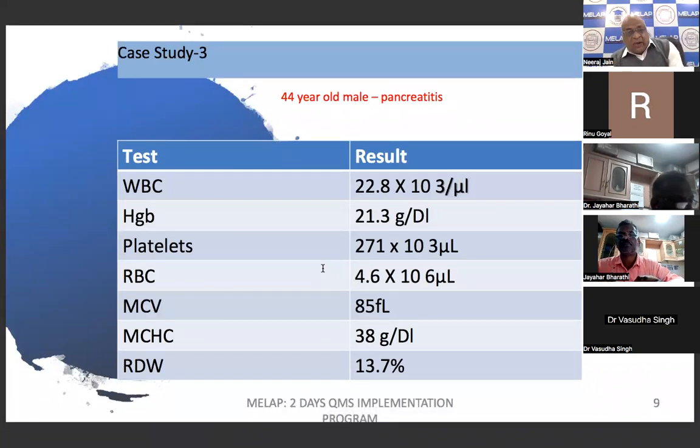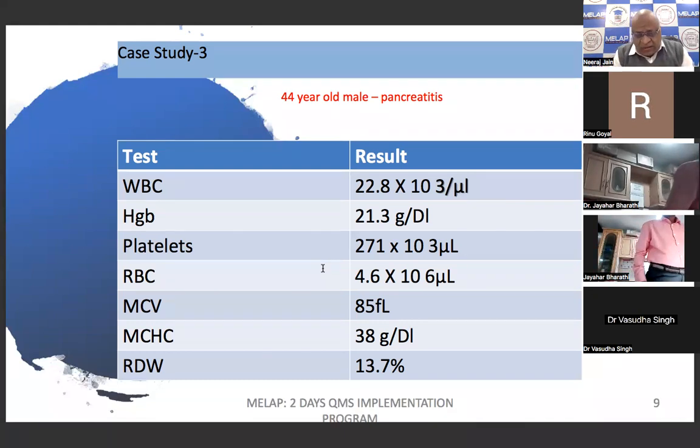Now, in this case, hemoglobin is high, 21.3, and TLC is high, 22,800. The clinician thought they were dealing with some case of myeloproliferative disorder, maybe polycythemia vera or something else. But when the sample was examined, it was highly lipemic. Lipemia can cause pseudoleukocytosis and a pseudo increase in hemoglobin. And when a repeat sample was collected properly after 3-4 days, everything was normal.